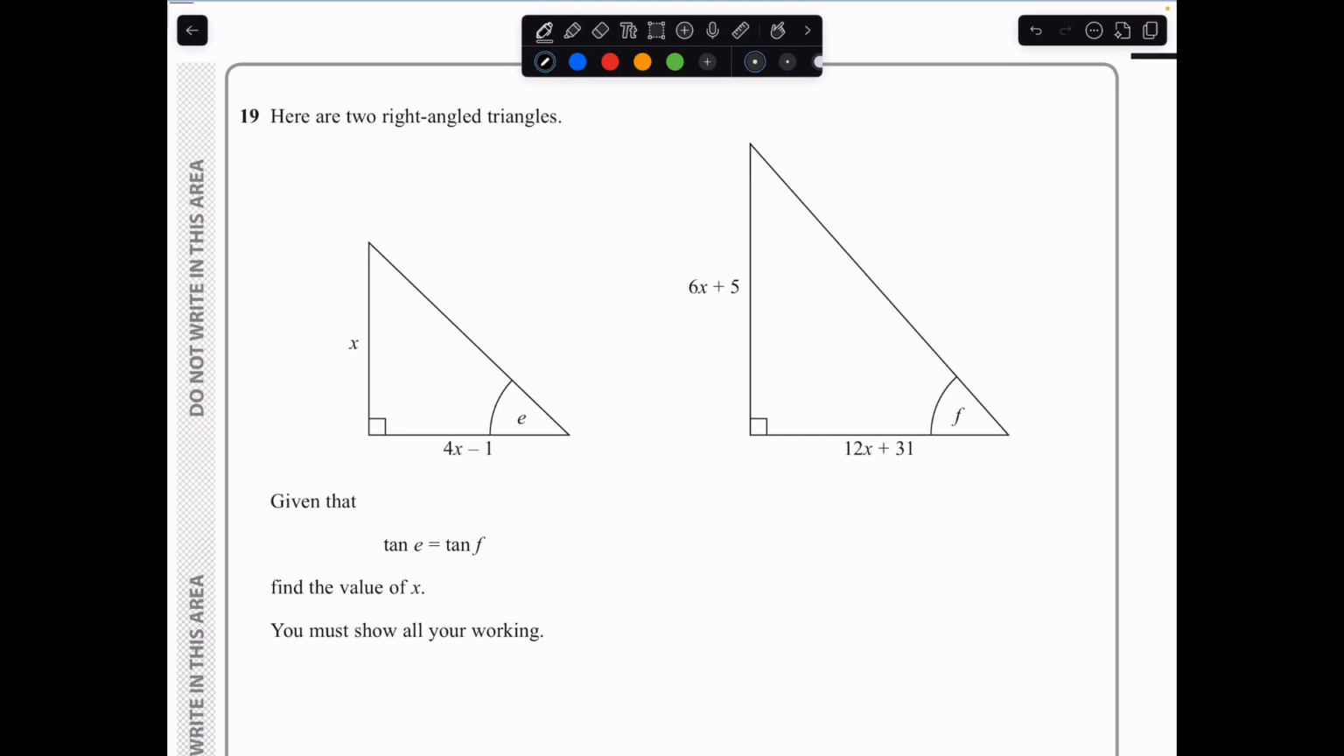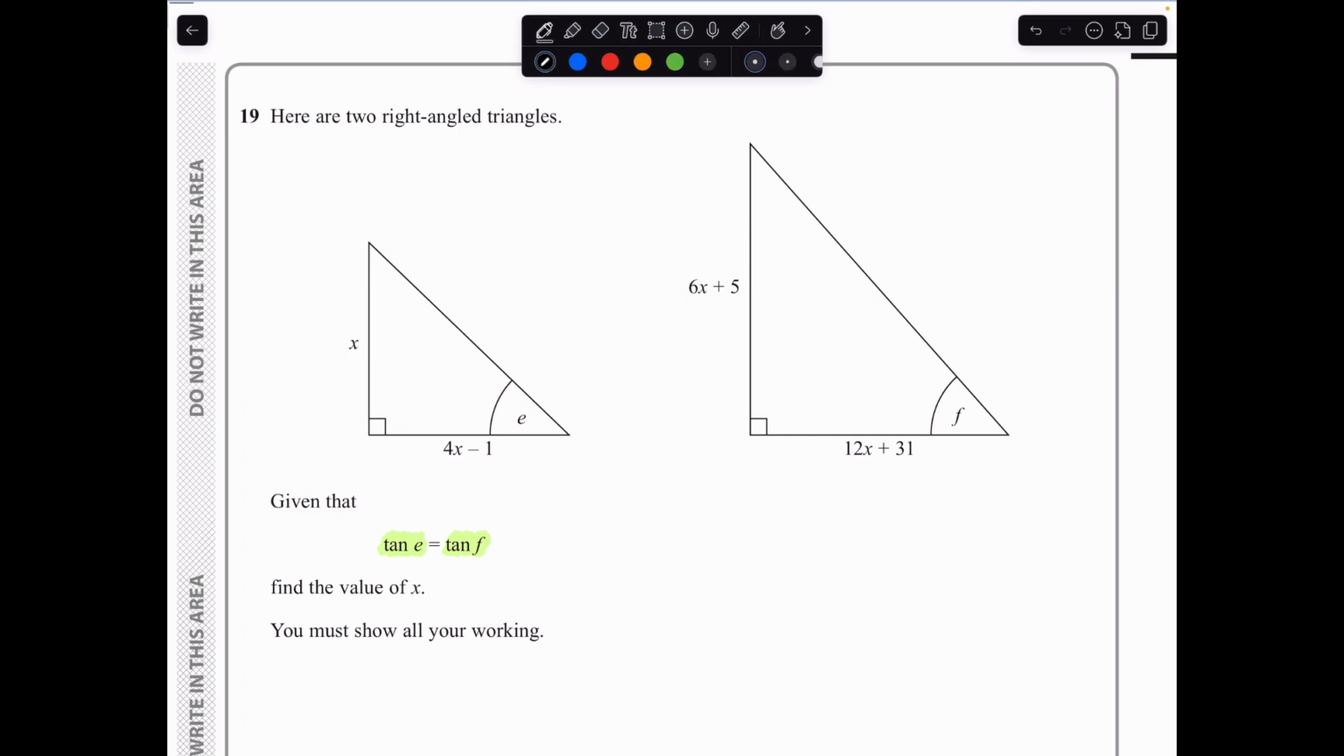Today we're going through question 19 from the June 2018 Paper 3 Higher Tier for GCSE Maths. So let's look at what the question is asking us. Question 19 says, here are two right angle triangles. Then we're given the two triangles and we have some labels for them, some for the lengths and some for the angles. Now we've been told that tan of E is equal to tan of F, and then we're asked to find out the value of x, showing all of our working.